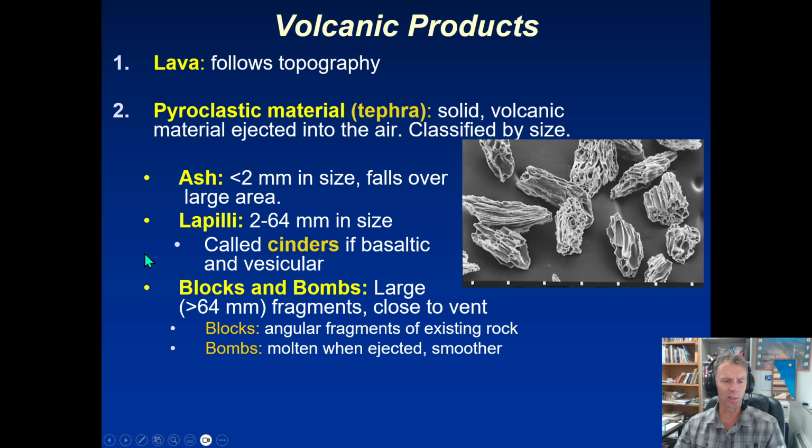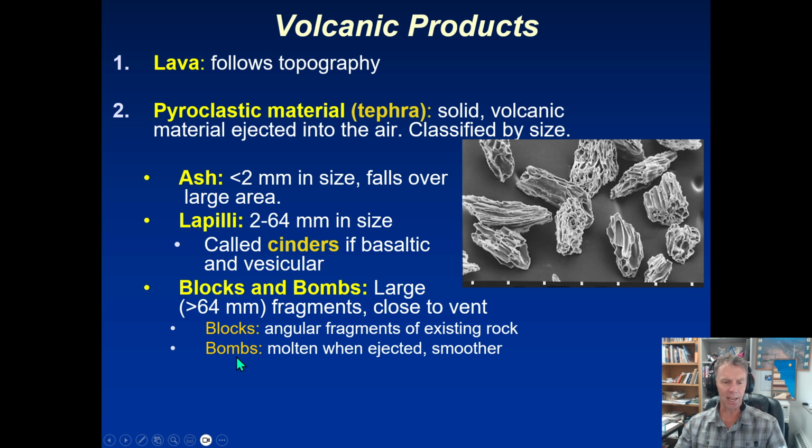And then at the high end of the spectrum, at the largest end, are blocks and bombs. These would be anything bigger than, I guess, a racquetball or something like that, and these would dominantly fall close to the vent. We differentiate these a little bit based on their shapes. If the volcanic eruption is just throwing out an existing rock that's down there and it's just being spat out onto the ground, an angular chunk of already solidified existing rock, that would be what we call a block.